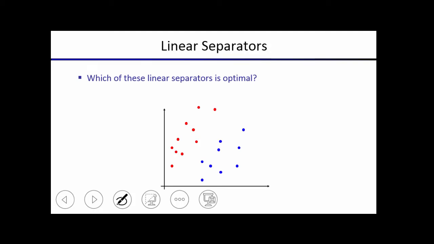You can also take this further. So say you have your data right here, and you want to determine which of these linear separators is optimal. And this is the basis for what's called the support vector machine.